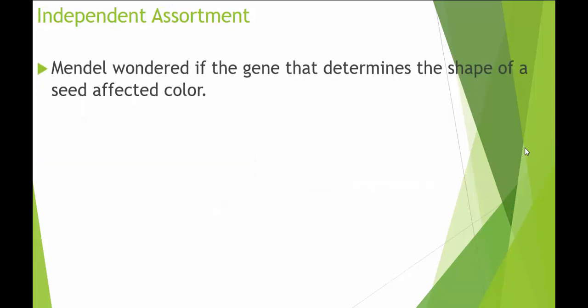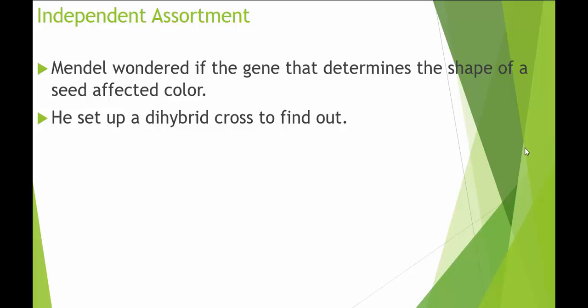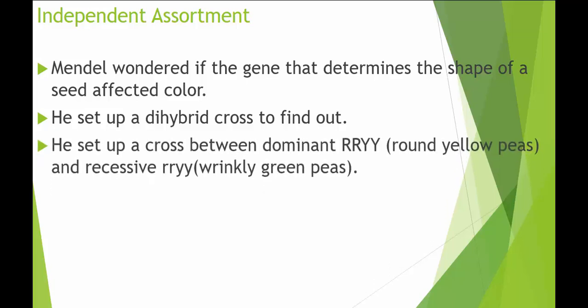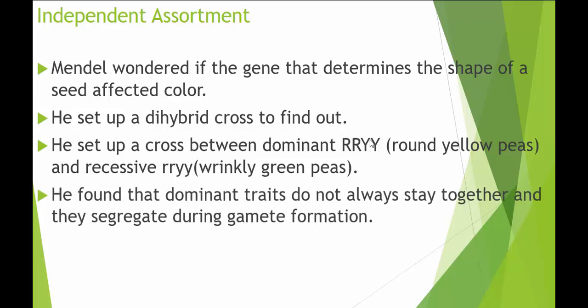It happens through independent assortment. Now, Mendel wondered if the gene that determines the shape of a seed also affected the color. Well, he set up a dihybrid cross to find out. He set up a cross between dominant, and here we have homozygous dominant because we have two capital R's and two capital Y's. The R's refer to whether it's round or wrinkled. The Y refers to whether it's going to be yellow or green. Because we have at least one dominant allele for R and one dominant allele for Y, it's going to be round and yellow. This is homozygous.